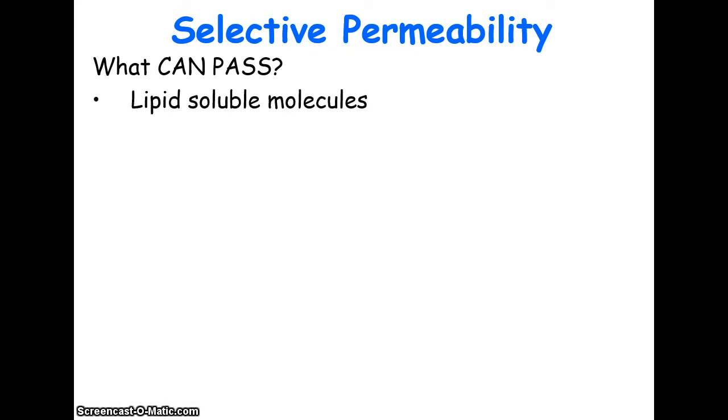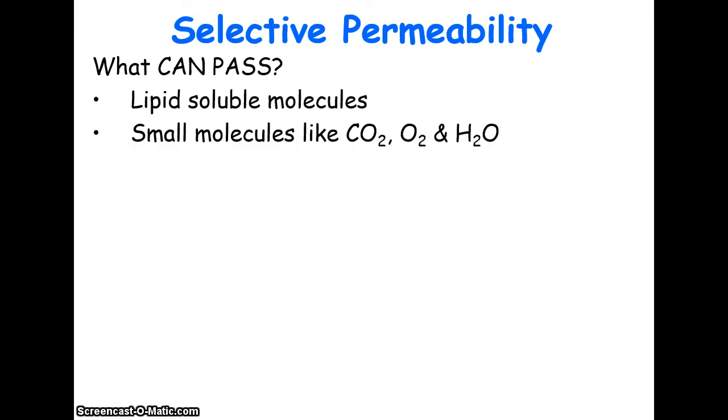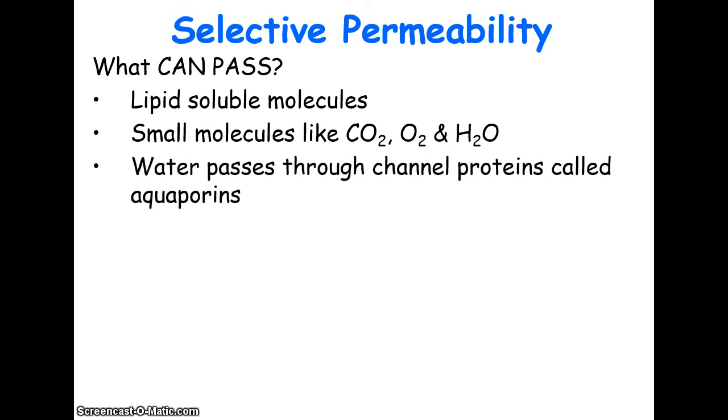So I mentioned this before, lipid-soluble things can go right through. Also small things like carbon dioxide, oxygen, and water. Now water's polar, so you would say, well, I don't understand why water can pass, because you said earlier that polar things shouldn't go through. Lipids and water would reject each other. But there are actually little channel proteins called aquaporins, and water flows freely through those.